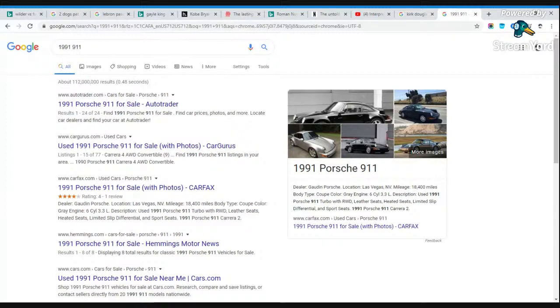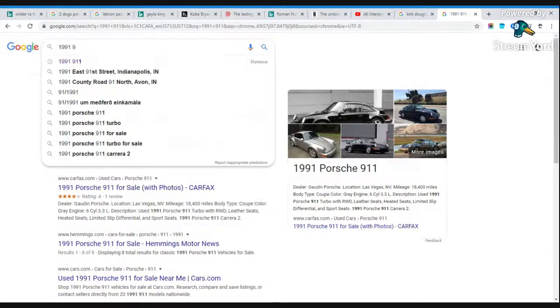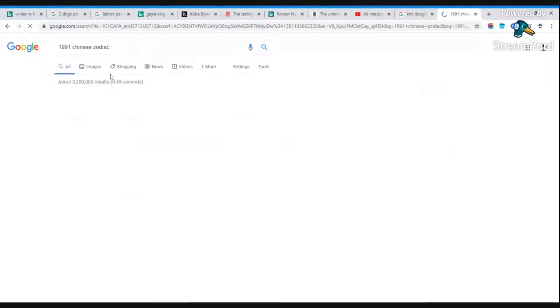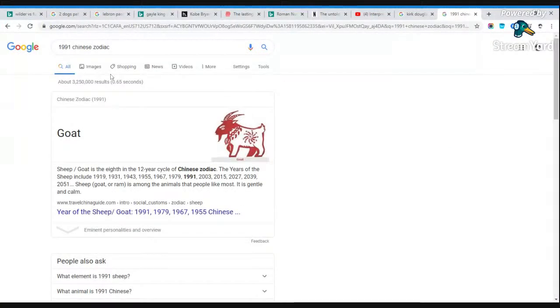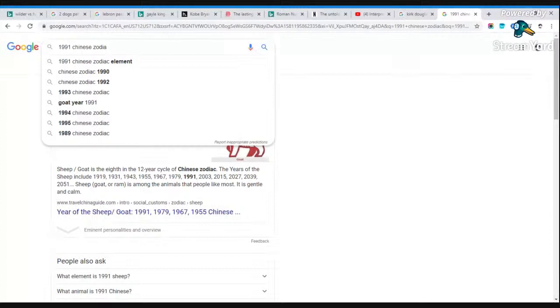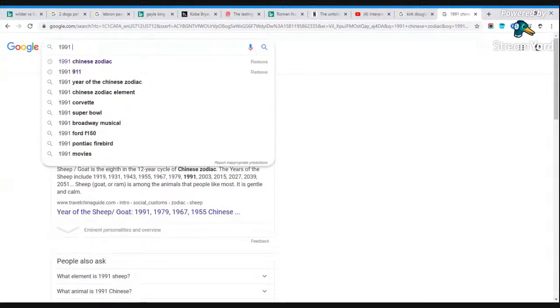What does this got to do with anything? I just want to see what 1991 and 911 got to do with each other, I mean, when you just look at them numbers. What is it on the Chinese zodiac? What is that? The year of the goat. Oh shit. The year of the goat. Give me them Roman numerals. What they look like.